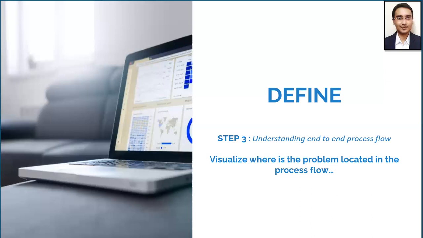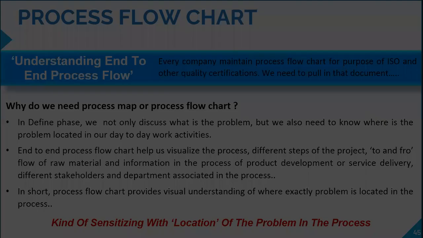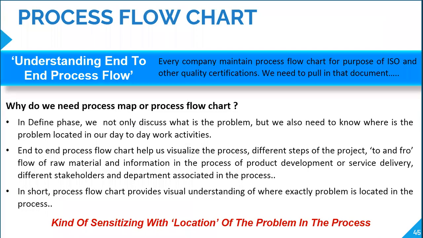The purpose of this end-to-end process flow is to visualize where the problem is located in the process flow. The next slide, please. Right, process flow chart. Understanding end-to-end process flow. Every company normally maintains a process flow chart for the purpose of ISO or other quality certifications. So all you need to do as a Six Sigma practitioner is request them to bring the process flow chart. They can bring it to the table in just 10 to 15 minutes, I'm sure. So we need to pull this document into our discussions.